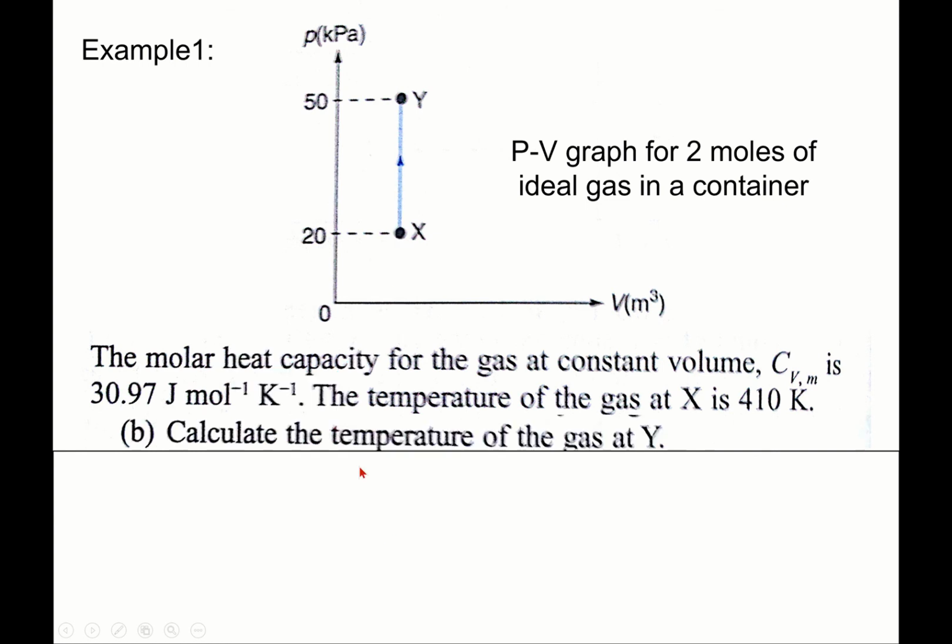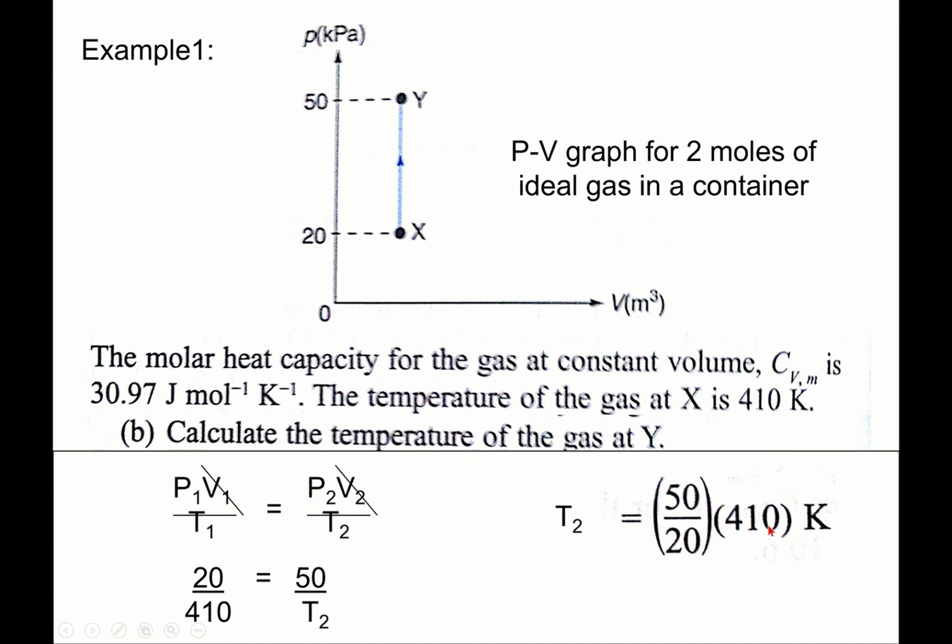Okay, for question B, calculate the temperature of the gas at Y. So we use the pressure gas law where volume is constant, V1 and V2 are constant. So we use P1 per T1 equals P2 per T2. So substitute P1 20 kilopascal and P2 50 kilopascal, and the kilo can be cancelled out, leaving 20 and 50. And the initial temperature is given, 410 Kelvin. The final temperature is what we are going to find. Cross multiply, we get T2 equals 50 per 20 times 410. So we get a temperature of 1025 Kelvin.